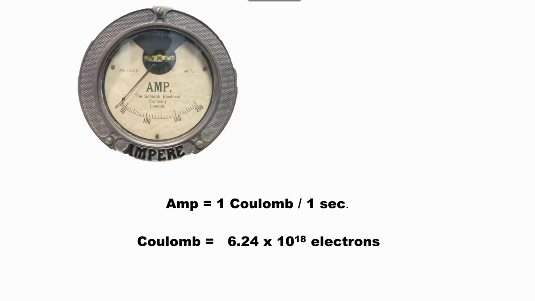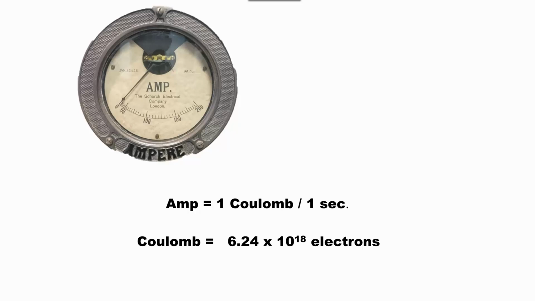Now, an amp is defined as 1 coulomb per second passing a single point. So, the obvious question is, what's a coulomb? It's simply a specific number of electrons, and a very large number at that. In scientific notation, it's 6.24 times 10 to the 18th electrons. That's 624 with 16 zeros after it.